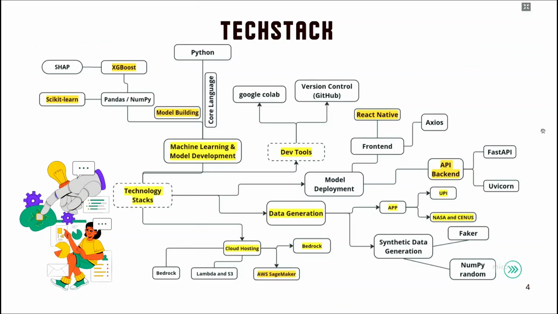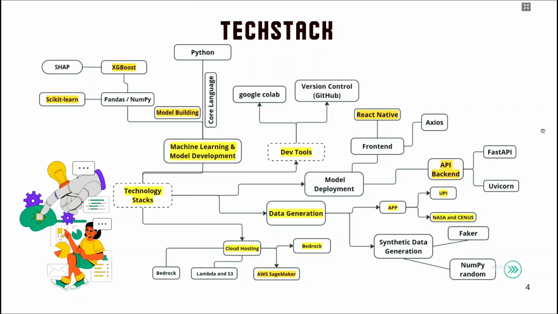Basically, this slide is the tech stack slide, and in the tech stack, the main one is Python, using pandas, NumPy, scikit-learn, XGBoost, and after building the model, SHAP. For the front end, we are using a React Native app using Axios for the API communication. For backend and deployment, APIs were built with FastAPI and deployed using Uvicorn. We use AWS Lambda, S3, and SageMaker for serverless hosting and inference.